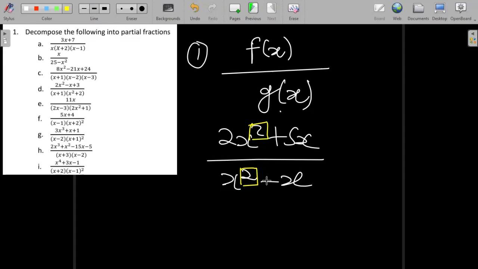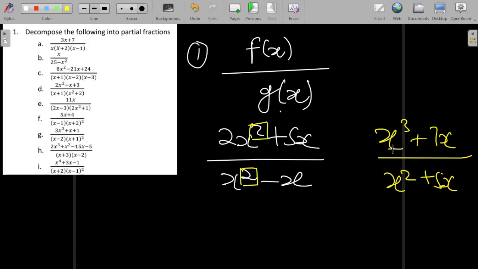Even if we had something like 3x to the power x plus 7x, divided by x squared plus 5x, we see that the degree of the numerator is bigger than the degree of the denominator. So there we first have to use long division, and the answer that we get is the one that we're going to decompose. We're going to solve the question based on that when we start looking at the questions that I've put there. Don't worry, you're going to know how to do it. But that's the first thing that you look at.